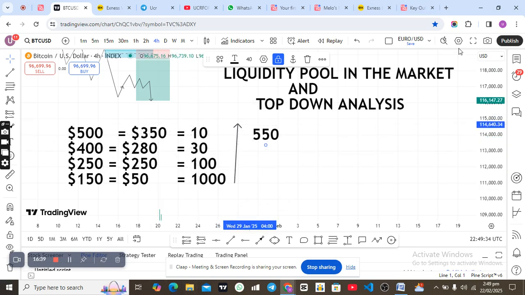So now, what types of liquidity do we have in the forex market? We have what we call buy side liquidity, and we have what we call sell side liquidity. You know what we do on the forex market is that we buy and sell, right? We buy or we sell. We don't buy and sell at the same time.